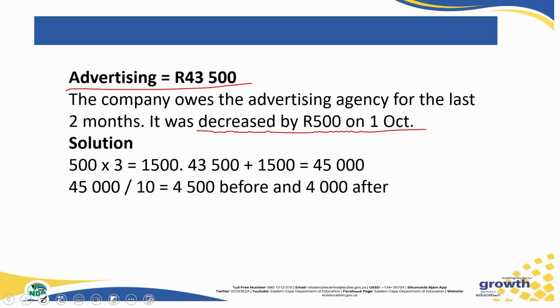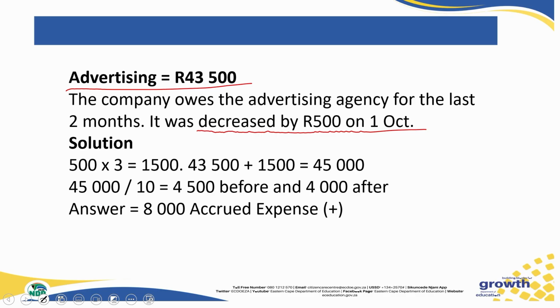This 45,000 we divided by 10 months. This is the 10 months that we have paid our advertising agency. That means it was 4,500 before the decrease, and it was then 4,000 Rand after the decrease. I'm going to repeat that. It was 4,500 before the decrease, and now it is 4,000 Rand after the decrease. So we have not paid for 2 months. Therefore, we multiply the 4,000 Rand by 2 to get 8,000 Rand. So this is the answer we are looking for, 8,000 Rand, which is an accrued expense, and we add it on to this year because that is belonging to this financial year.